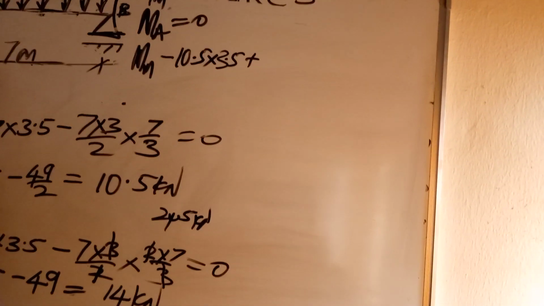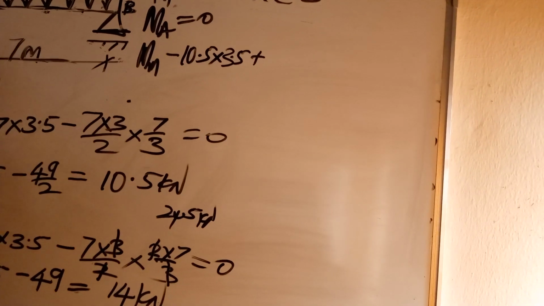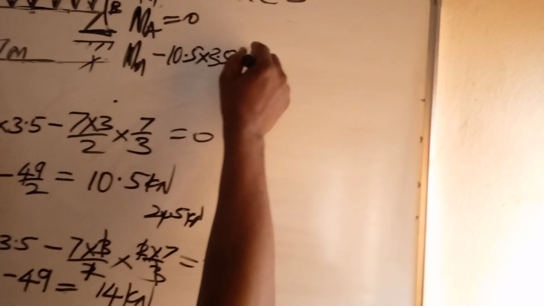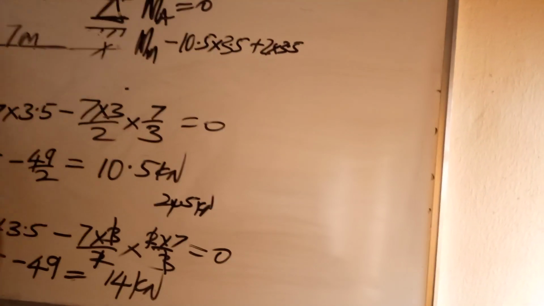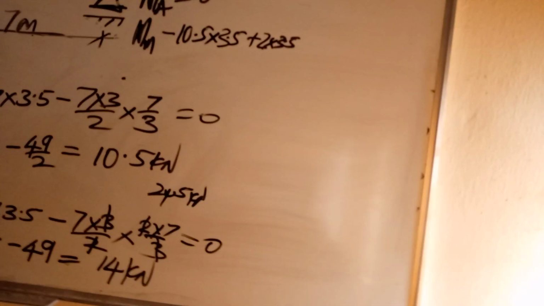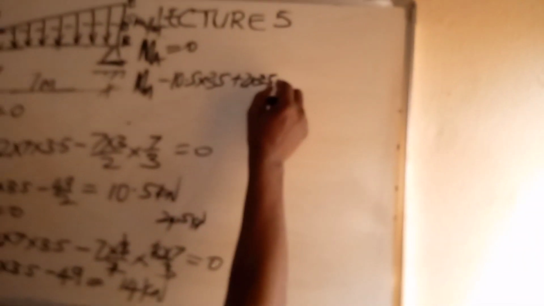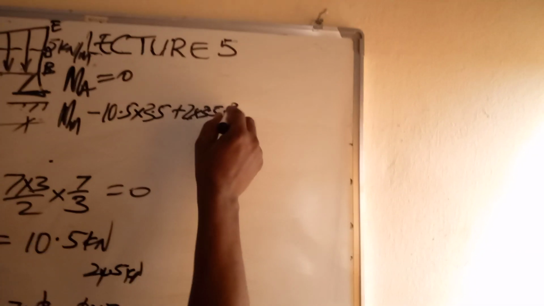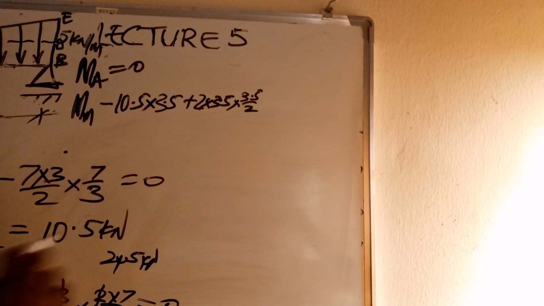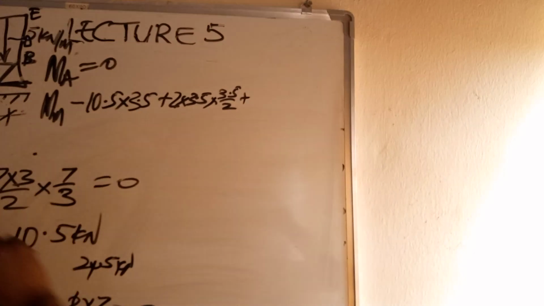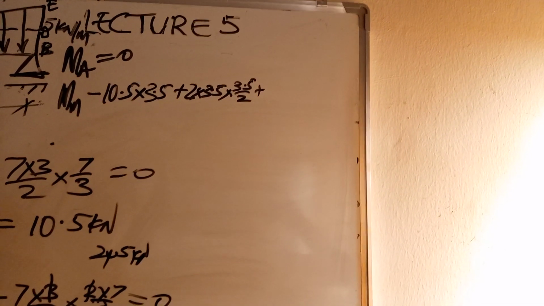The load this time, the first one is 2. 2 times 3.5, that's the total load, the rectangle. Then the moment is half of 3.5, that is 3.5 over 2. Then plus the next one, that is the triangle.